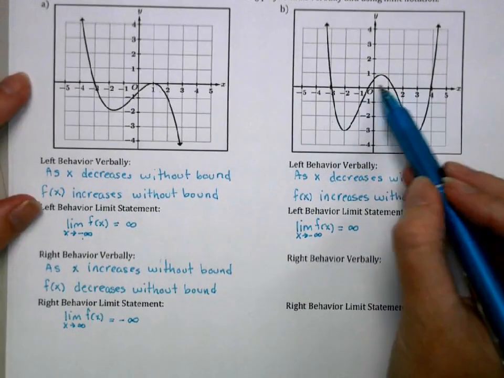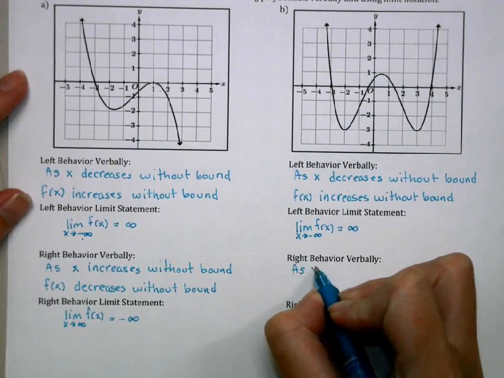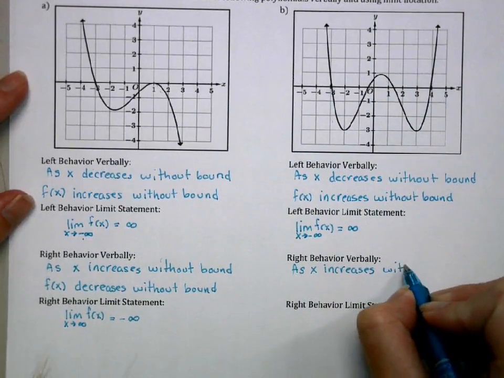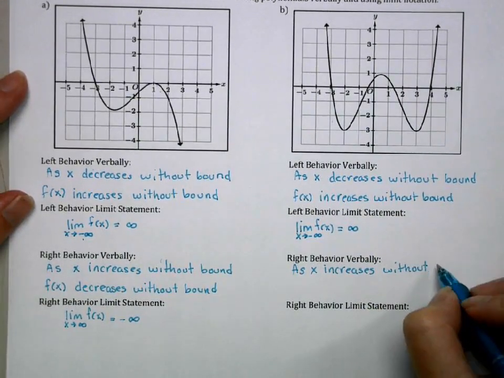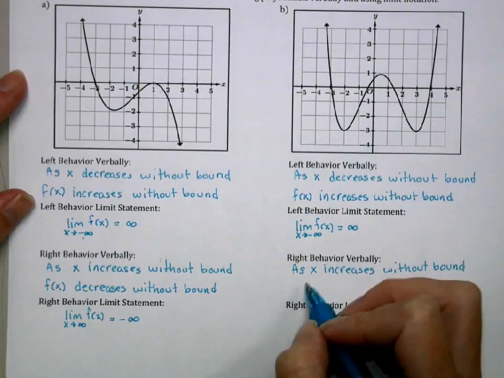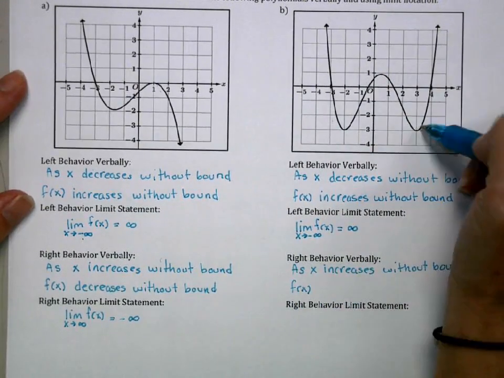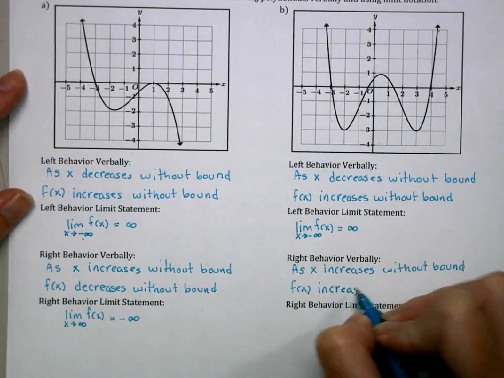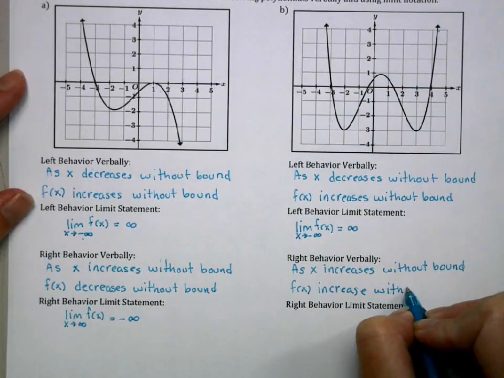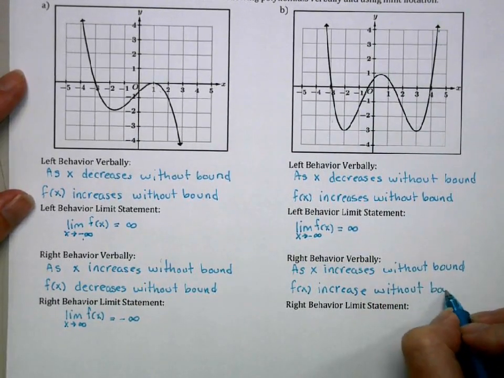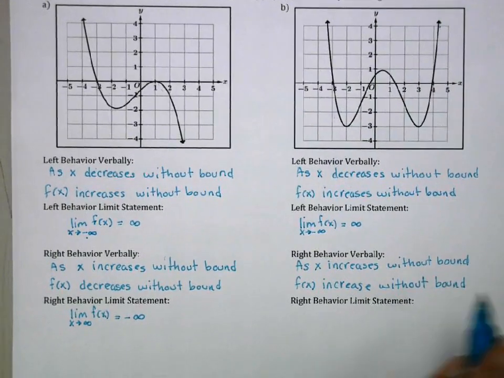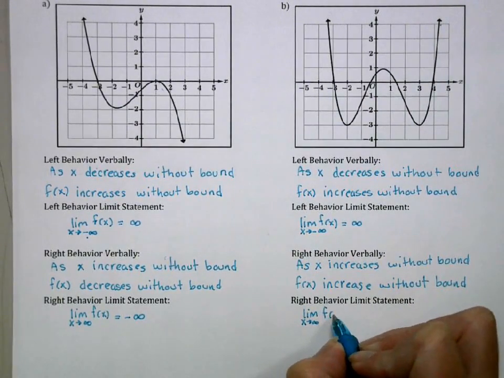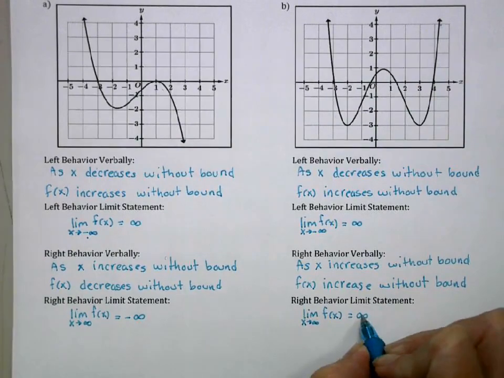Okay, so for the right side, as our x increases without bound, on that graph, f of x is going up to positive infinity. So f of x increases without bound in that direction as well. And then our limit statement is going to be the limit as x goes to infinity of f of x for this particular graph goes to infinity.